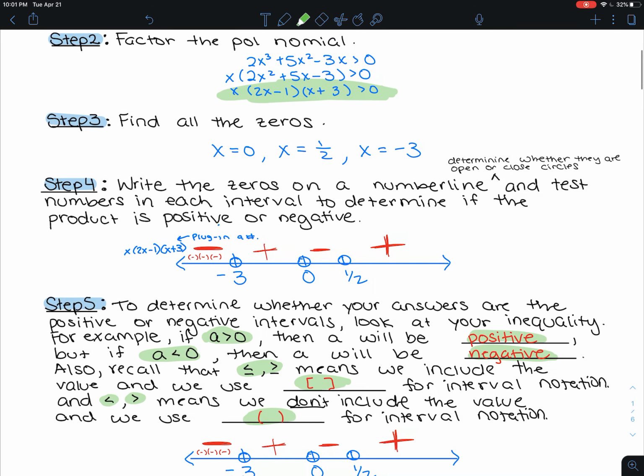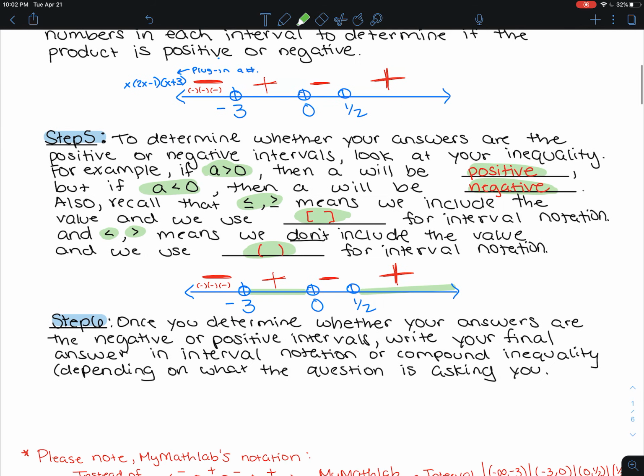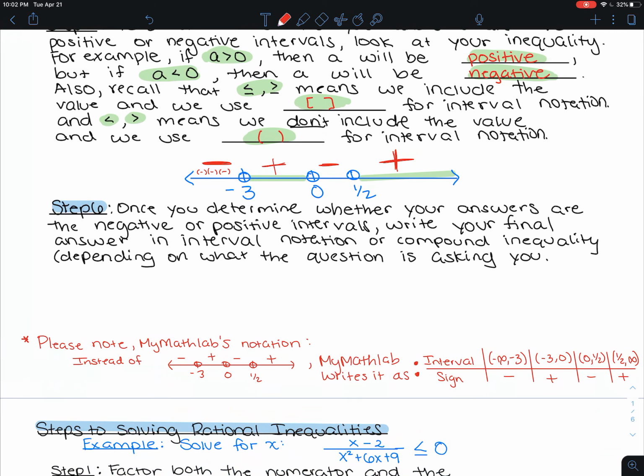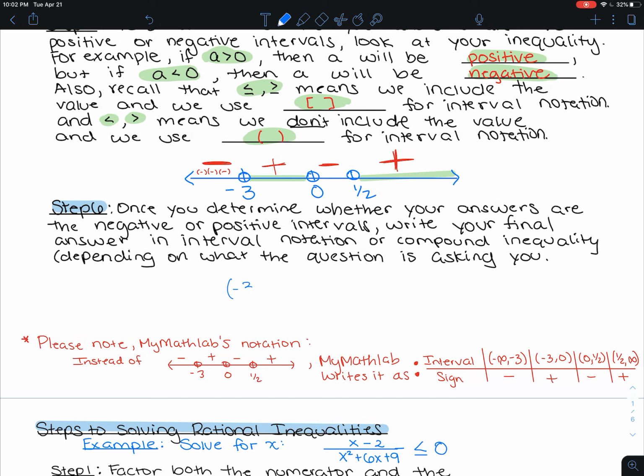Okay. Well, if you said positive, you are correct because we want all the x values that give us greater than 0. That means we want our positive answer. So we have this interval from negative 3 to 0 and this interval from a half to infinity. So I'm going to go ahead and write my interval notation. So my answer is from negative 3 to 0 union 1/2 to infinity. Okay, that's our answer.